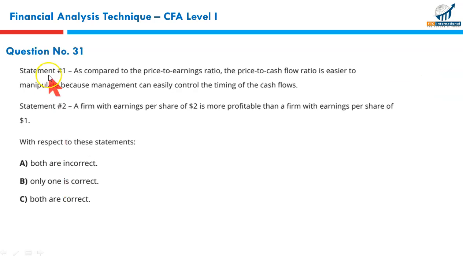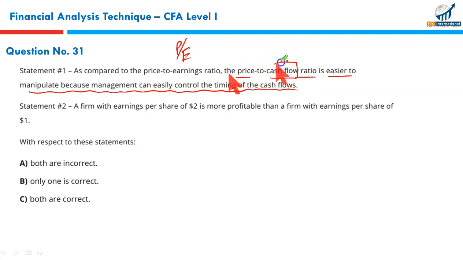Next, statement 1 and statement 2. With respect to these statements, which of these are correct? Let us read the first one. As compared to the price to earning ratio, called PE multiple, the price to cash flow ratio is easier to manipulate because management can easily control the timings of cash flows.